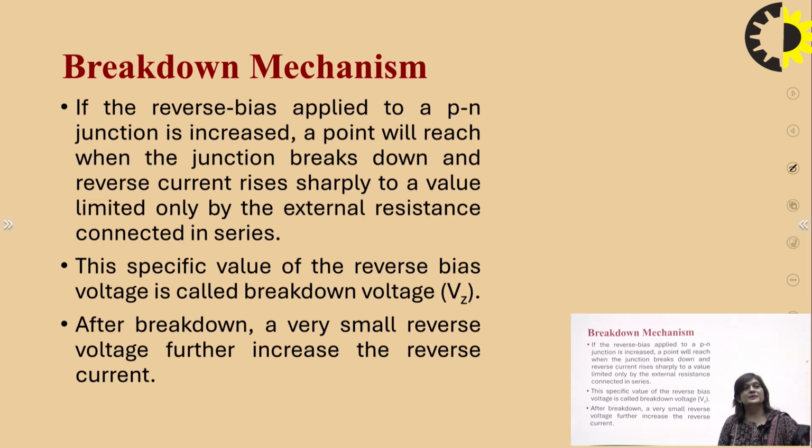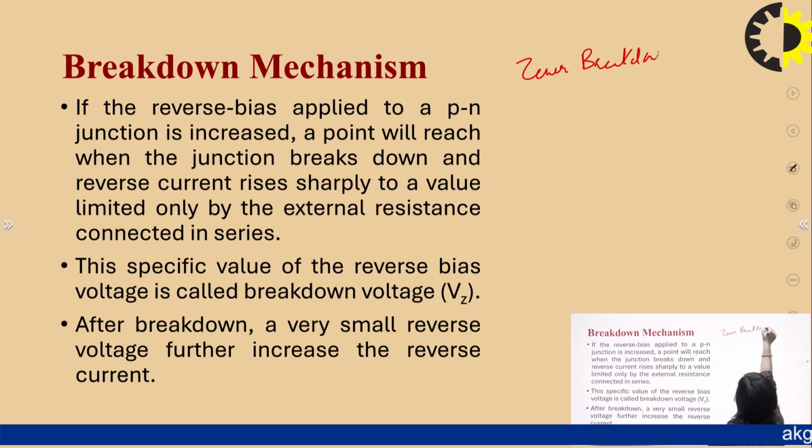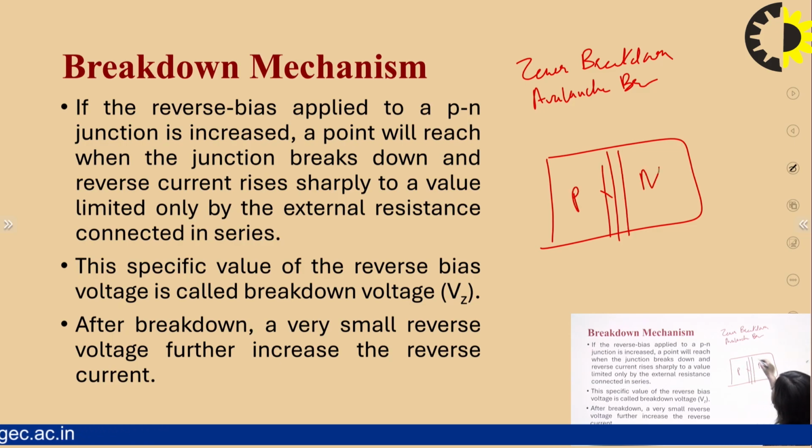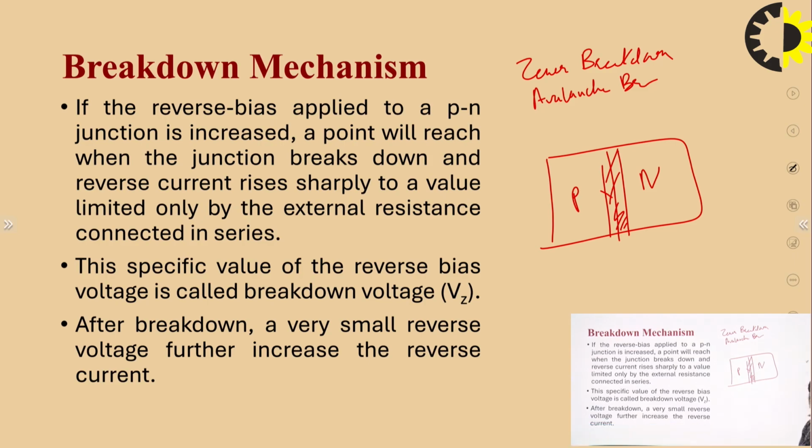So this is the breakdown mechanism. There are two types of breakdown mechanism, that is Zener breakdown and avalanche breakdown. In Zener breakdown, the Zener diode is heavily doped, due to which the thickness of the depletion layer is very small. Here, this is the PN junction diode, and it is heavily doped, due to which the depletion layer thickness is very small, and due to which the electric field intensity is very high.